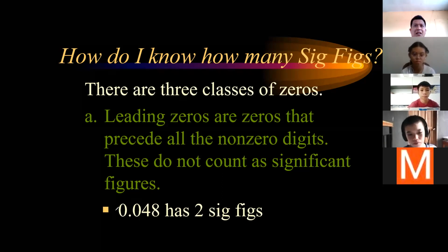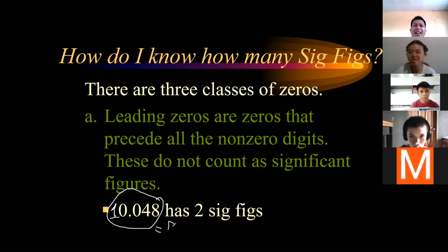So again, leading zeros are counted as insignificant. In the number 0.048, you only have 2 significant figures. But what if I write here a 1? Then the number now is 10.048. How many significant digits are there? Angel. Three. You already have 5.